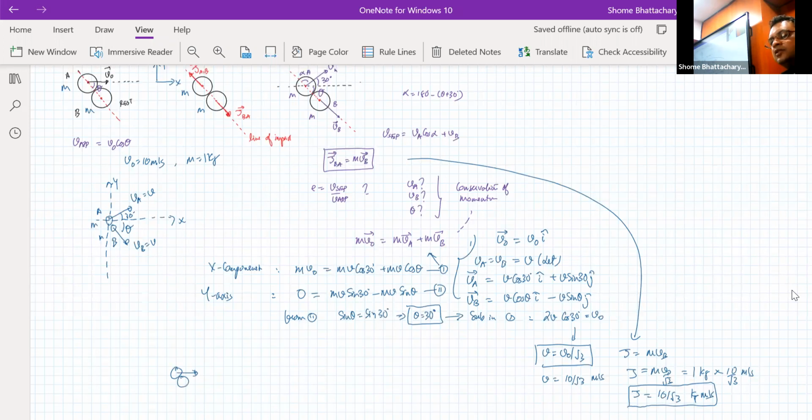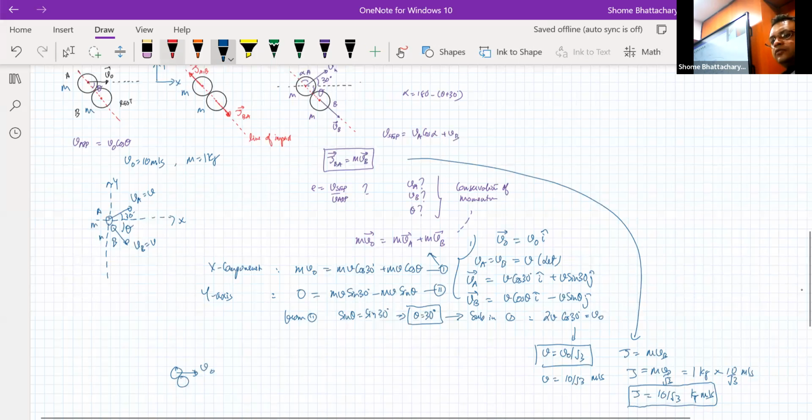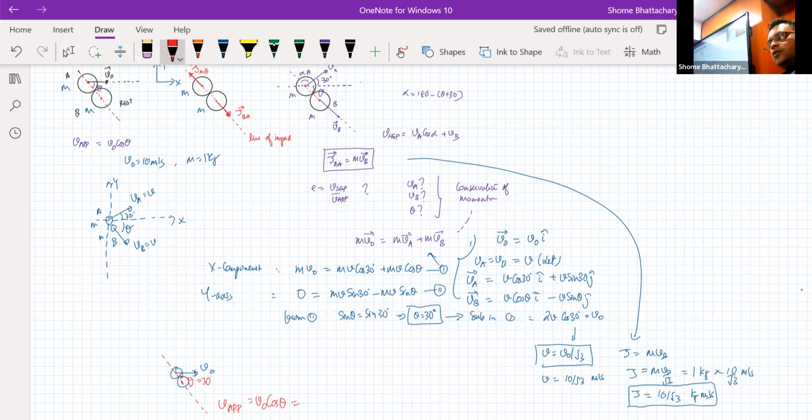This is having a velocity v naught, which with respect to the center to center line, we know, is at an angle of 30 degrees because theta is 30. So this angle is 30 degrees. So our approach velocity is becoming v naught cos theta, or 10 cos 30. So 5 root 3 meters per second. That is our approach velocity.